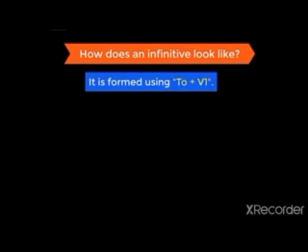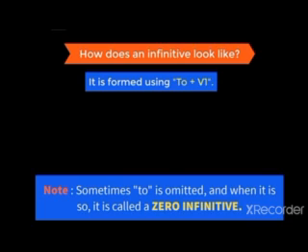How does an infinitive look? It is formed using to plus V1. When we use to with V1, it becomes an infinitive. But it is not necessary that all the time you will have the same formation of infinitive. Sometimes to is omitted, and when it is so, it is called a zero infinitive.